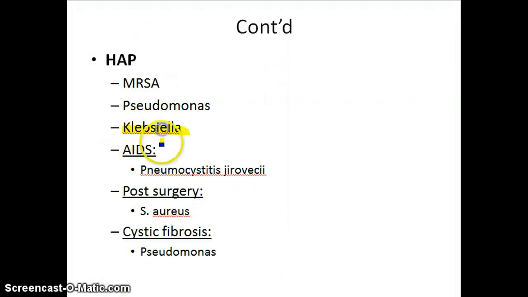Hospital-acquired pneumonia, as I said, Klebsiella, pseudos all around in there, and MRSA. If they have AIDS, start thinking this one right here. If you have post-surgery, you could be thinking Staph aureus. And then cystic fibrosis, anything associated with cystic fibrosis, you want to have Pseudomonas as like number 1 in your differential. Okay? Alright guys, those are just some high yield concepts.